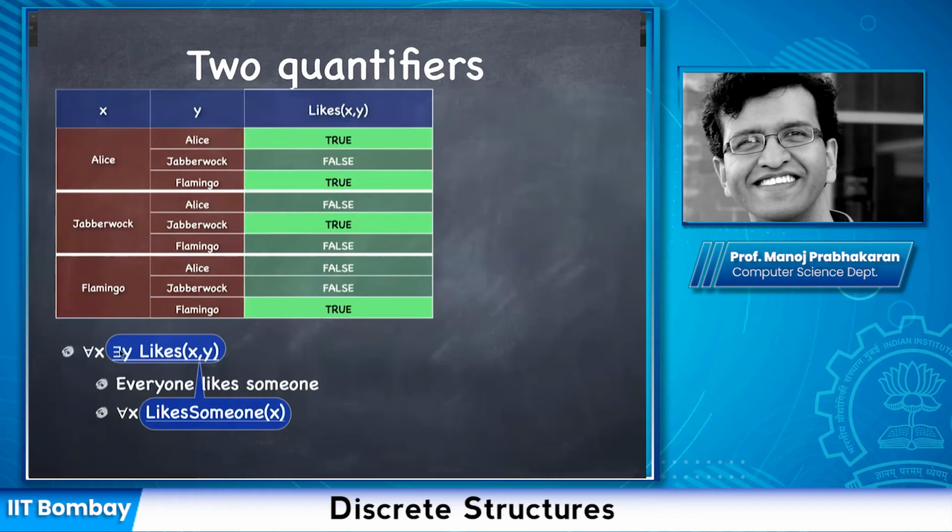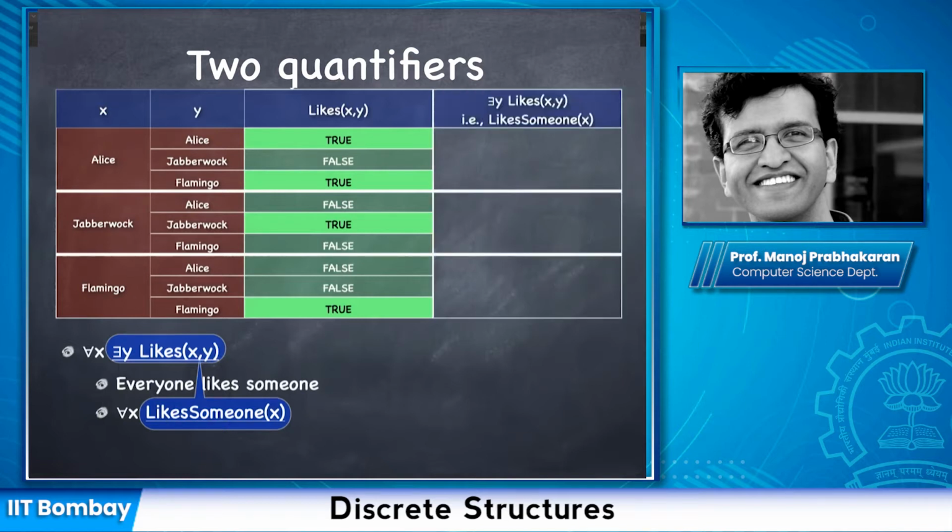Okay, so for each x, I can go and ask, is this property true for that x? What is this property saying? There is some y such that x likes y. So x likes somebody. I'm just going to make this new predicate, which takes just one input x here, and it tells you whether x likes someone or not.